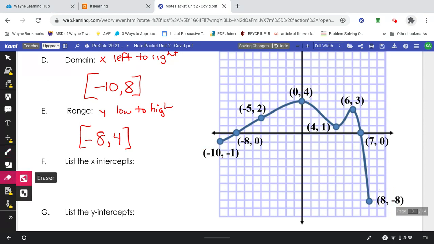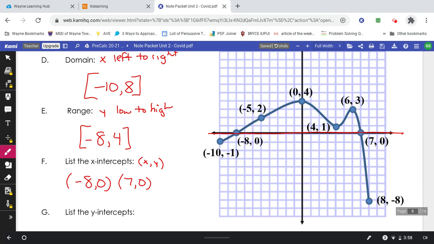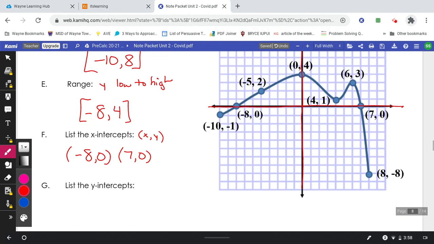Your x-intercepts, anywhere where it crosses your x-axis, here. That would be -8, 0. Name the entire thing like an xy pair. And 7, 0. Your y-intercepts, that was a terrible line. That's better. All right, your y-intercept would be 0, 4. Again, name it as the entire xy point.